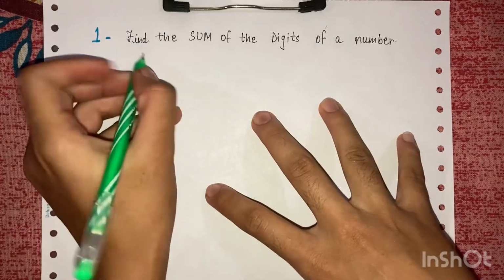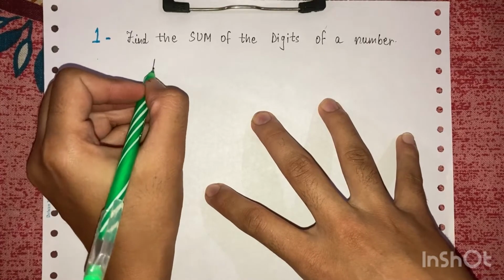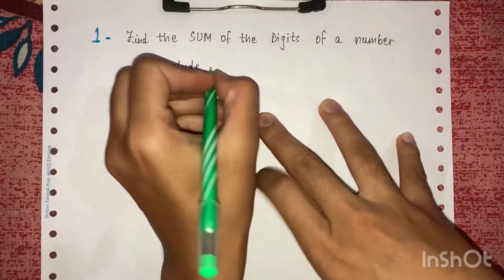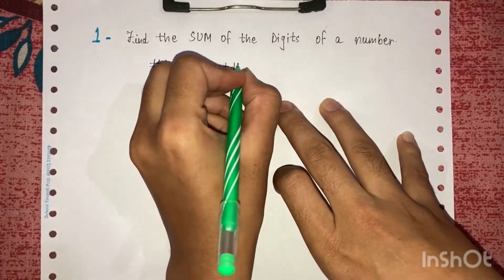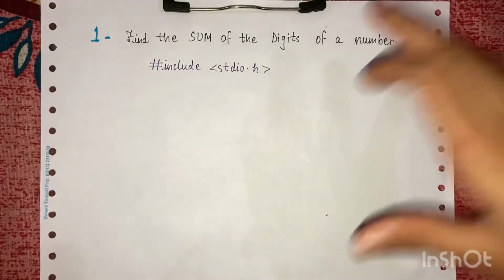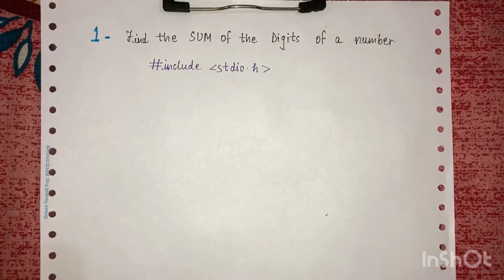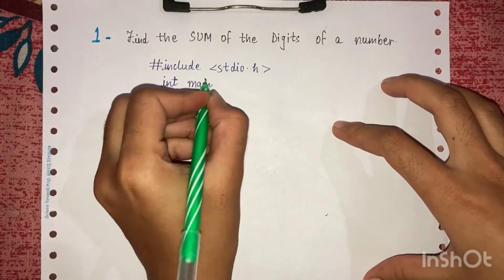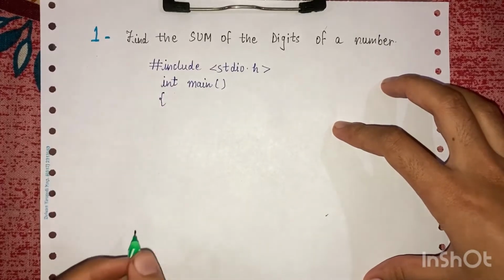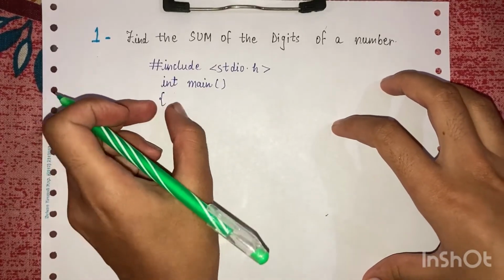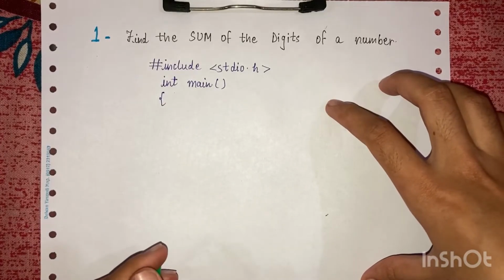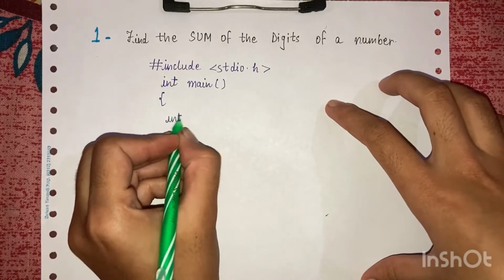For writing the code in C language, we use the header file #include <stdio.h>. So this is the header file that we use in C, and then we write the main function. For the main function we write int main, then we create a block. We start the block by opening a curly bracket.